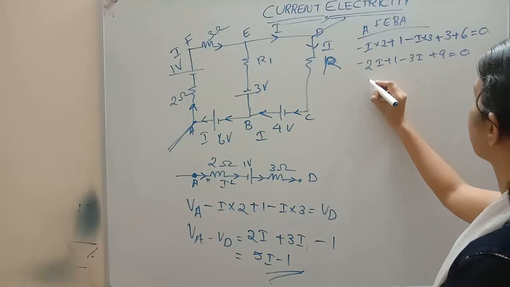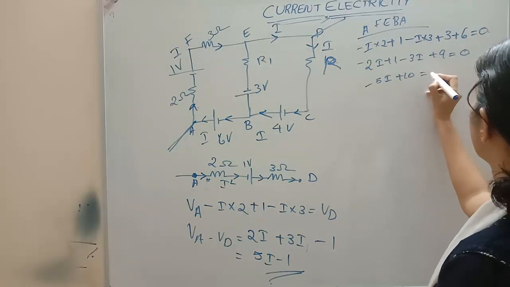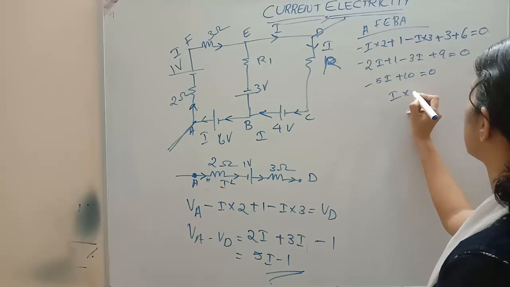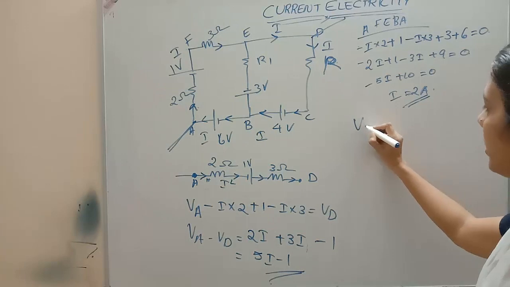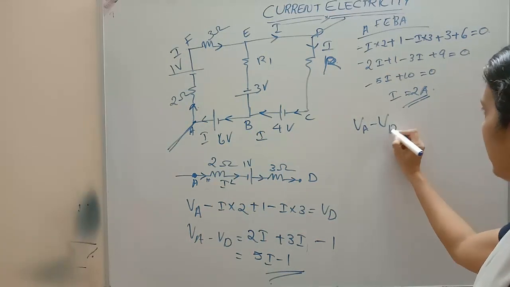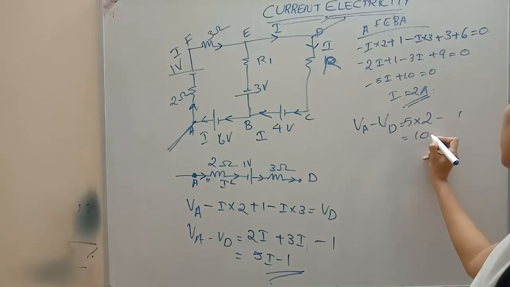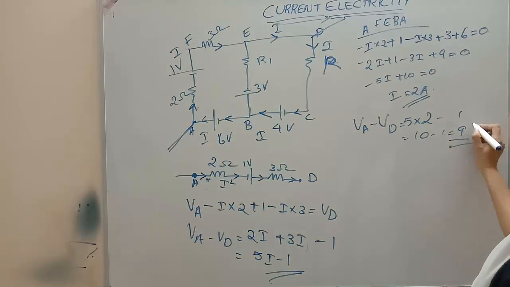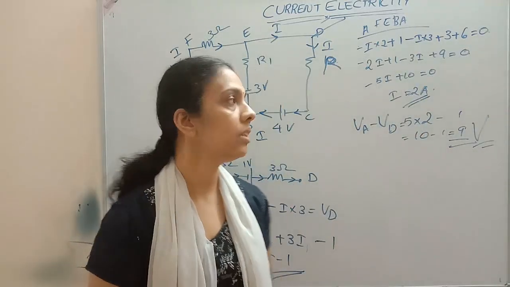So I'll get minus 5I plus 10 equals 0. So we will get I is equal to 2 ampere. So VA minus VD will be equal to 5 into 2 minus 1. So 10 minus 1 equals 9 volt. Okay, clear? So this is how we will be finding out the voltage value.